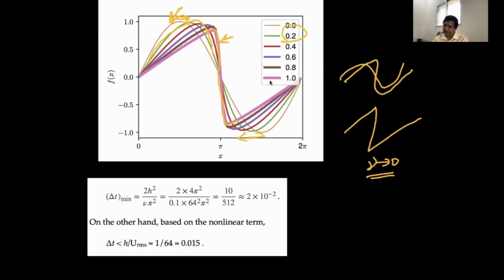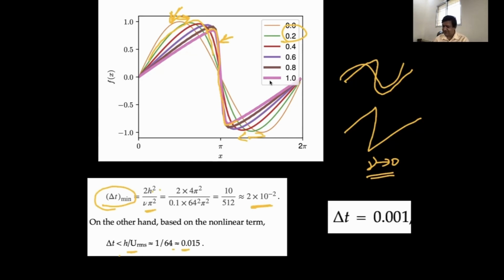So delta t min, by the diffusion term, is 2h squared by nu pi squared, and that is 2 times 10 to the power minus 2. And coming from u rms, I get 0.015, but I choose much smaller than both of them, and what is chosen for this problem is 10 to the power minus 3, 0.001. So this is my delta t.